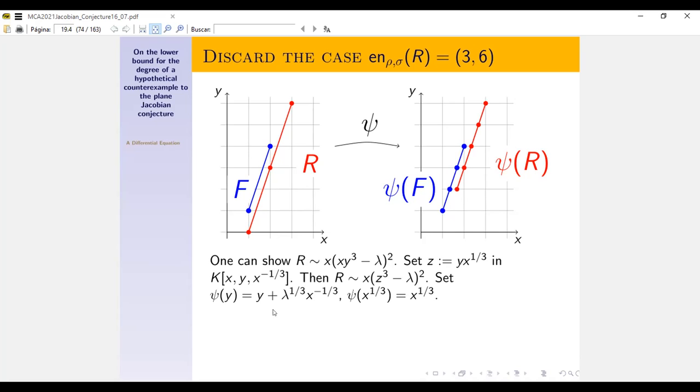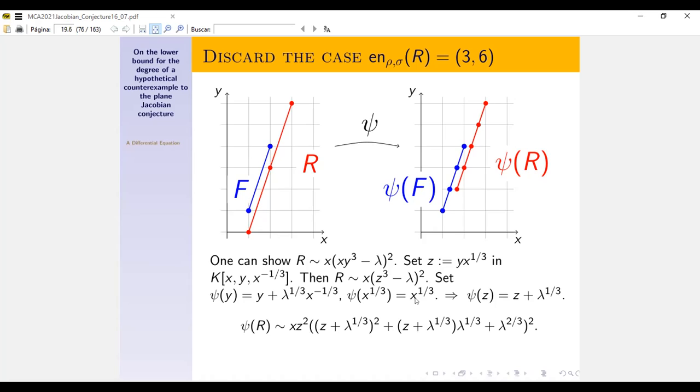And now what is psi? Psi of j is j plus lambda to the 1/3 x to the minus 1/3, and x is mapped to x, or x to the 1/3, because this new algebra is generated by j and x to the 1/3. So if you compute a bit, then you get that z is mapped to z plus lambda to the 1/3. And this eliminates one of the factors here in R.